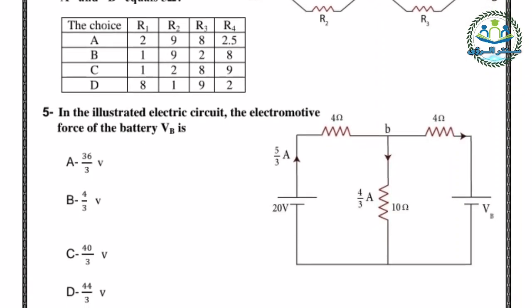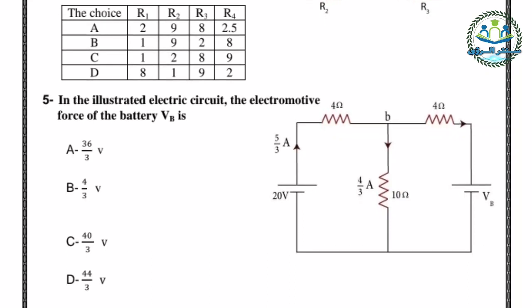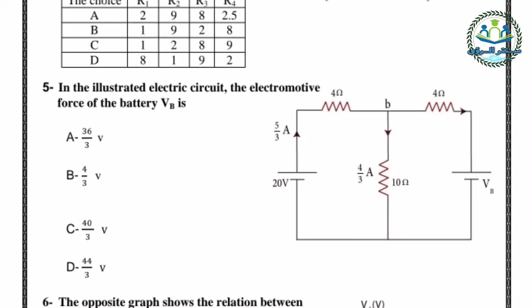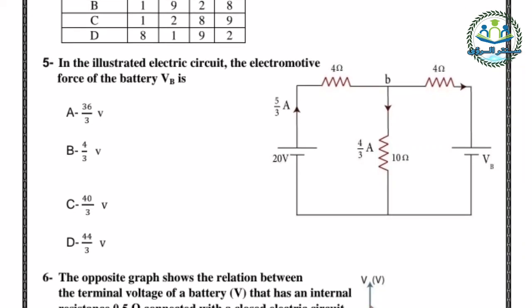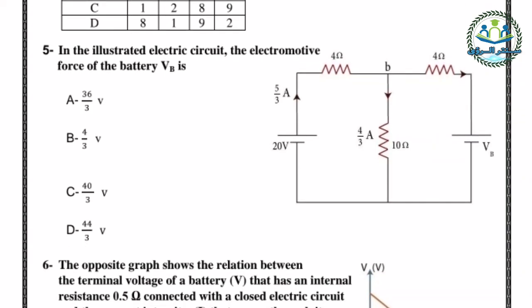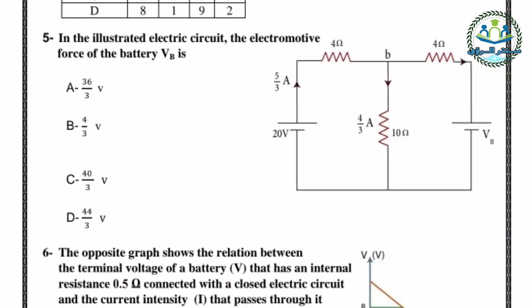5. In the illustrated electric circuit, the electromotive force of the battery VB is: A, B, C, D.